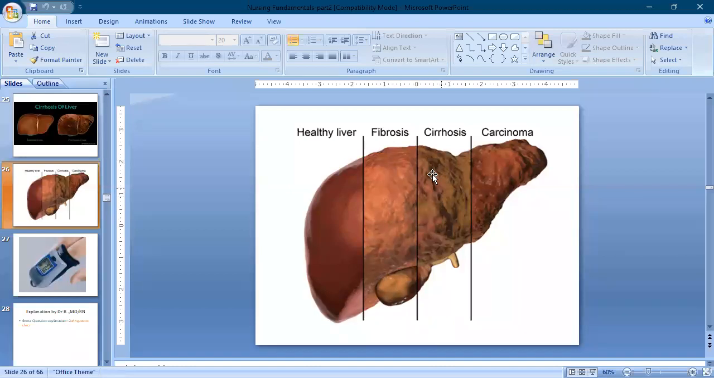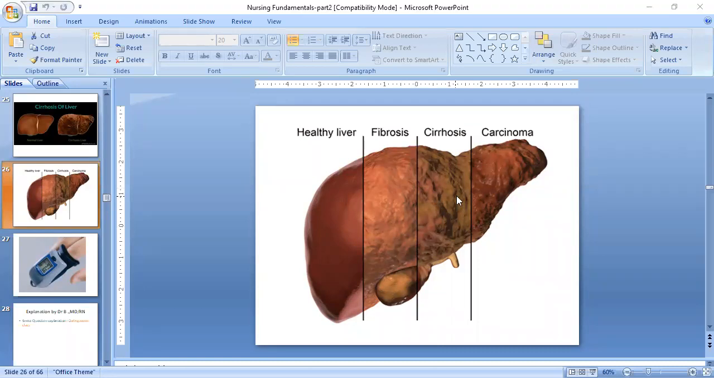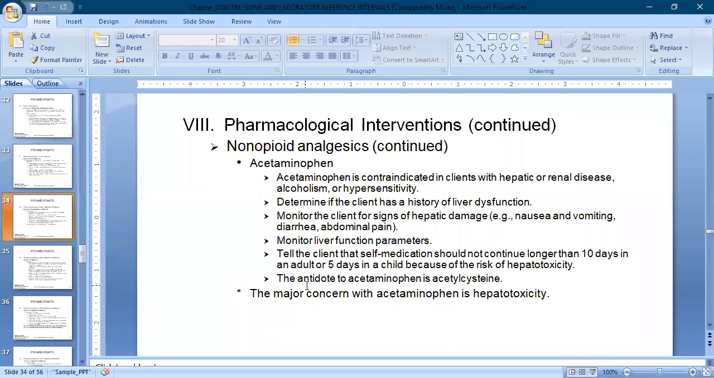This is the cirrhotic liver. Cirrhosis means nodule formation in the liver tissue, and the liver tissue is not functioning well. If the liver does not work, your metabolism will be shut down, right? So I said, just check AST or ALT, or SGOT or SGPT, which indicate liver damage, or alkaline phosphatase. Monitor the liver function parameters.